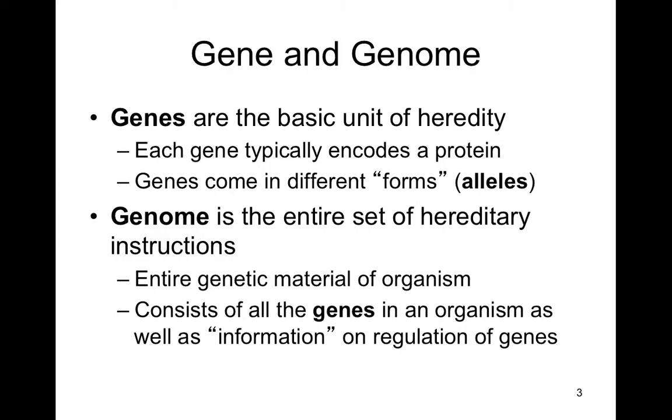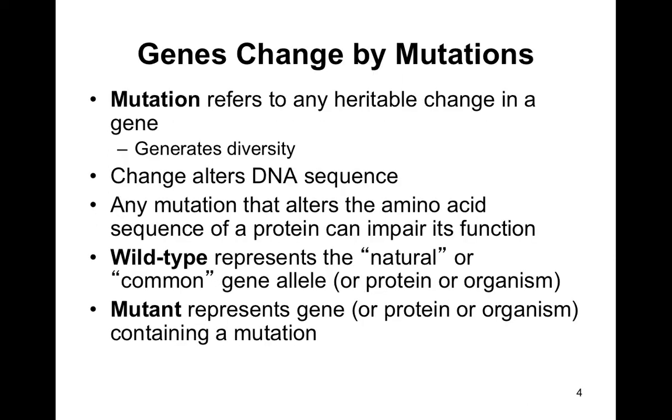The genome consists of all the genes in an organism along with information on how the genes are regulated. The human genome contains approximately 20,000 genes. Genes come in different variants or alleles because they can be altered by mutation. A mutation is a heritable change in a gene caused by a change in the DNA sequence. This change in DNA sequence can change the protein sequence, function, or expression.